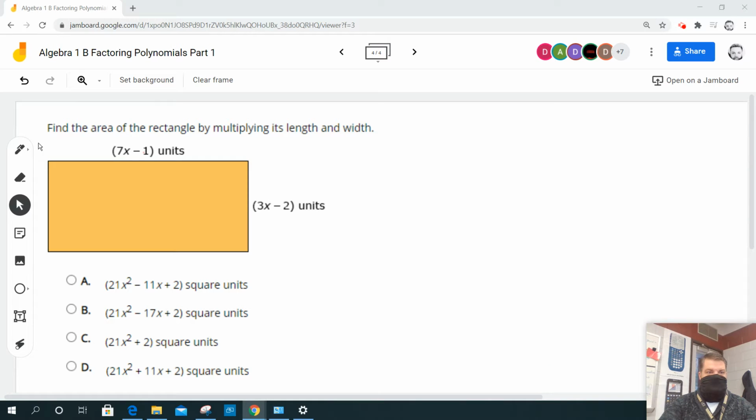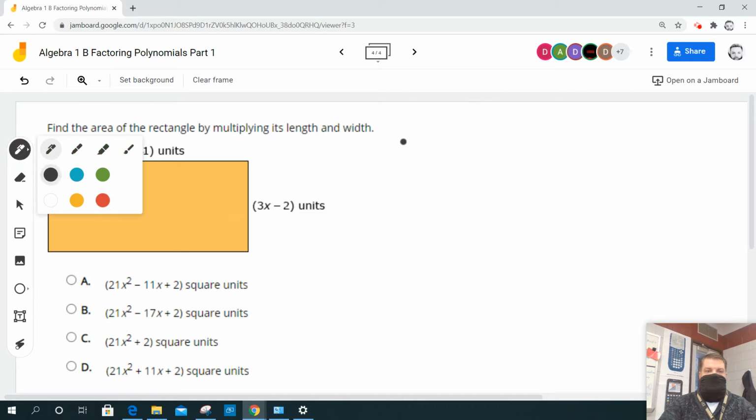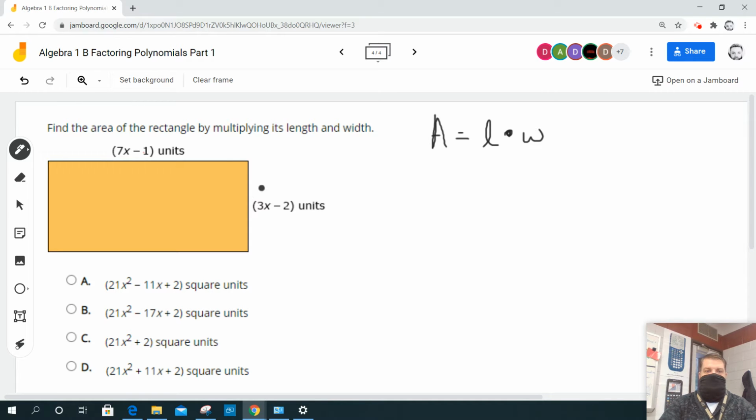All right, so this one says find the area of the rectangle by multiplying its length times width. So remember, guys, that the area of a rectangle is the length times the width. And so we can make this the length, and we can make this the width. In other words, the area of this bad boy is the length, which is the quantity 7x minus 1, times the quantity 3x minus 2.